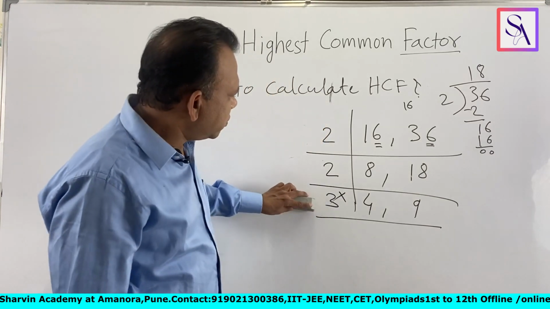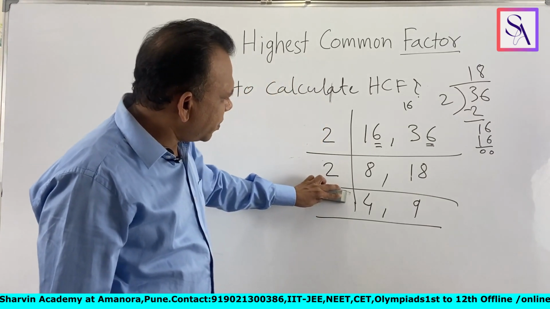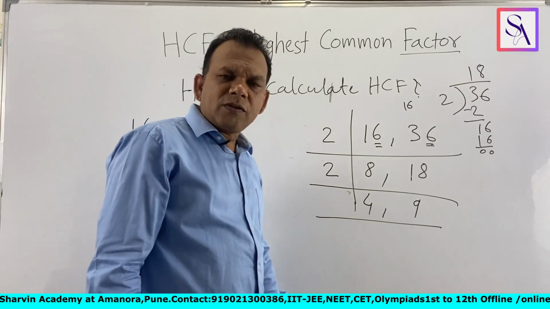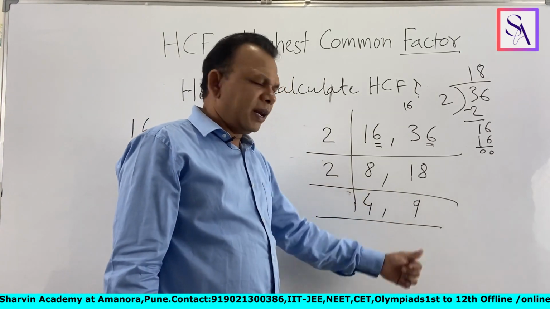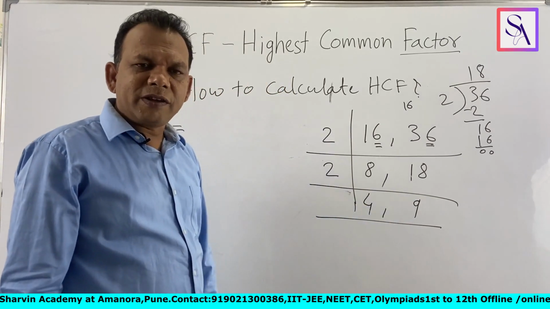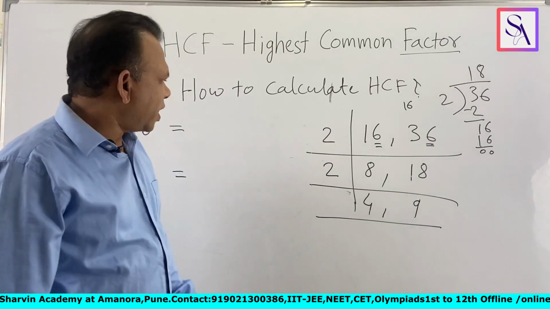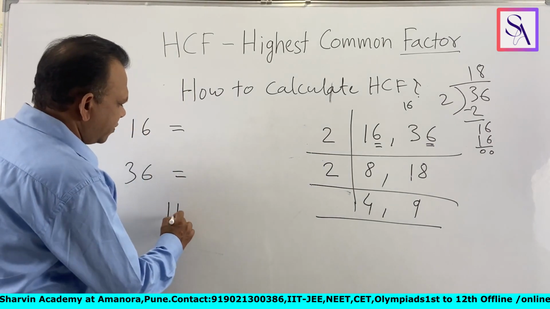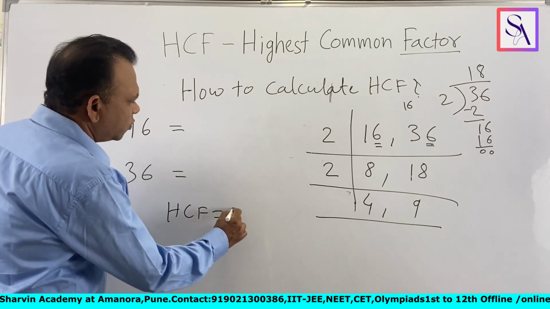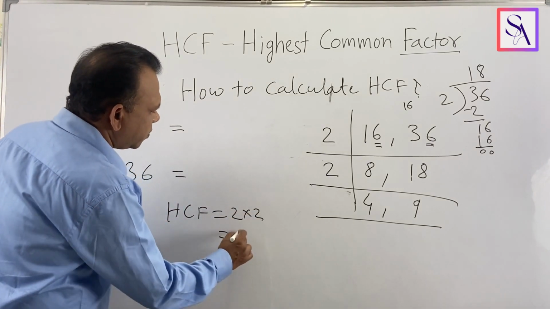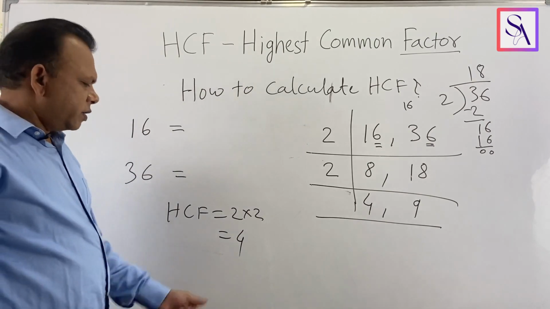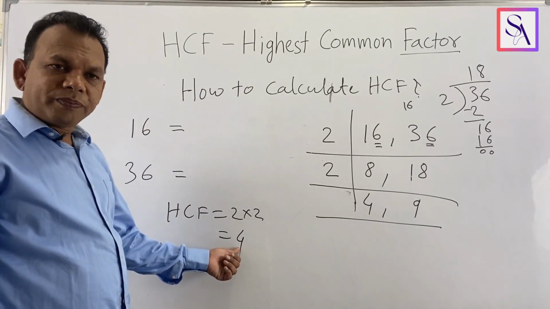Can you find any other number? No, there is no number which will divide 4 and 9 simultaneously. So our answer is 2 and 2 only. So I can write HCF is equal to 2 into 2, that is 4. See, the same HCF came.